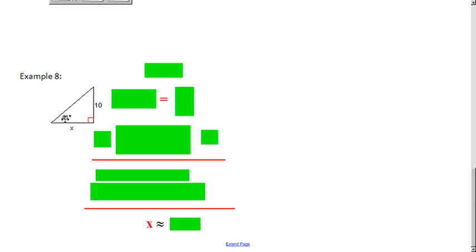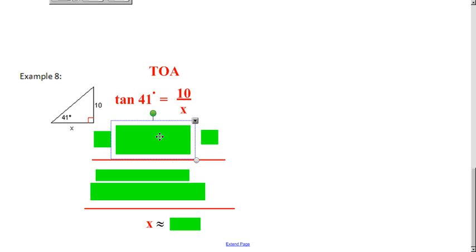Example 8. We have 41 degrees. From 41 degrees, we know opposite and we know adjacent. So we have opposite and adjacent, so we would use TOA, which would be tangent. So we will use our tangent command. So we'll start out with tangent 41 degrees. Tangent is opposite, 10, over adjacent, x. 10 over x.